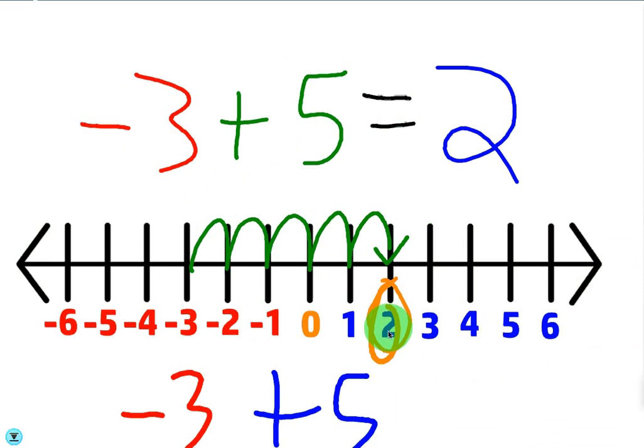But just like the last lesson, the sign of the answer is not always going to be positive. It could be negative. For example, if we started at negative 6 and we added 5, 1, 2, 3, 4, 5, we'd be at negative 1. So the point is, it's not always positive. The answer could also be negative. In this case, it is positive.